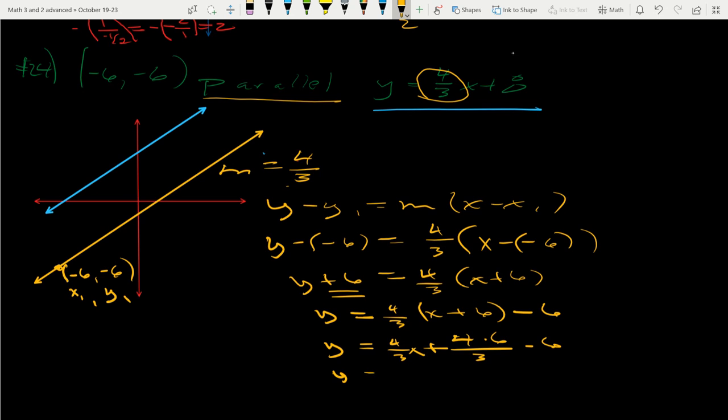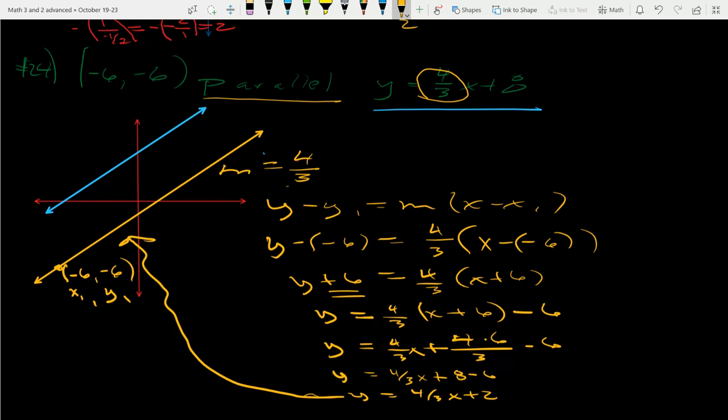So my next step looks like this. I'm going to write a little smaller if I can. 8 minus 6. So therefore, my final equation is 4/3 x plus 2. So that here is the equation to that line. So all we're doing is using parallel and perpendicular lines. It doesn't matter. Always draw your graph. Always label it. Make sure you know what you're looking for.